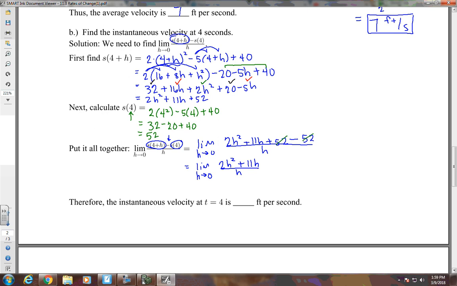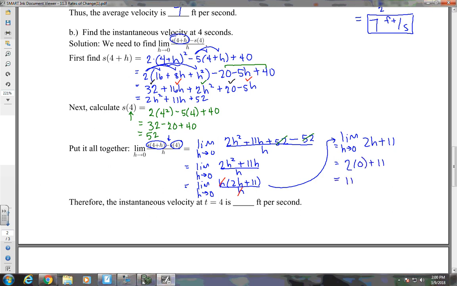At this point in your problem, everything without an h should cancel out. If it doesn't, then something went wrong and you should look back over your algebra. Okay? Notice everything that's left in our result here does have an h, so I can factor an h out of the top, and then that would allow me to cancel that h in the denominator. Once I cancel that h, I have a limit that is defined. Notice there's no problem with a 0 in the denominator, so I can simply plug my target value in and evaluate. Therefore, the instantaneous velocity at t equals 4 is 11 feet per second.